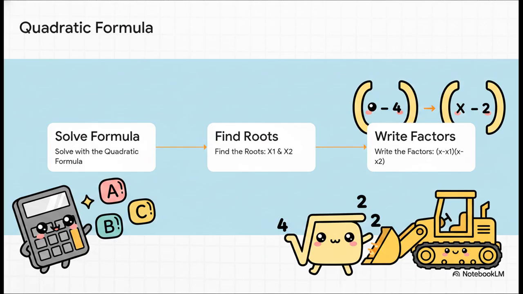If it runs the math and tells us our roots are 4 and 2, we just work backward to find our factors. We write them as x minus the first root times x minus the second root, which gives us (x - 4)(x - 2). It's the ultimate failsafe when patterns absolutely refuse to emerge.